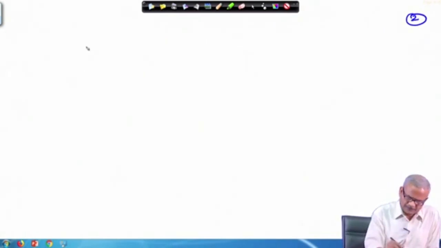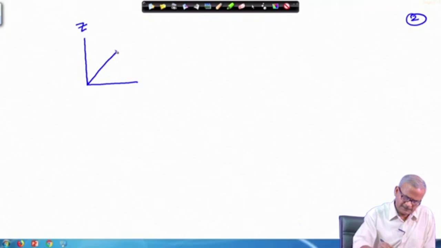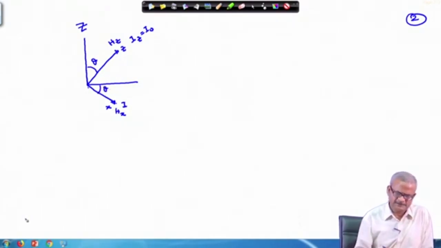I will take the same issue, but from a different perspective again. Say this is the horizontal here, this is capital Z, and this is your small z axis. So the moment of inertia about this axis is I z equal to I 0, and your x axis is inclined downward, this angle is theta. Okay. So along this you have h z, the component of the angular velocity, along this you will have x s, and the moment of inertia along this axis is I, this is your small x axis, this is theta, and the y axis is perpendicular to this.